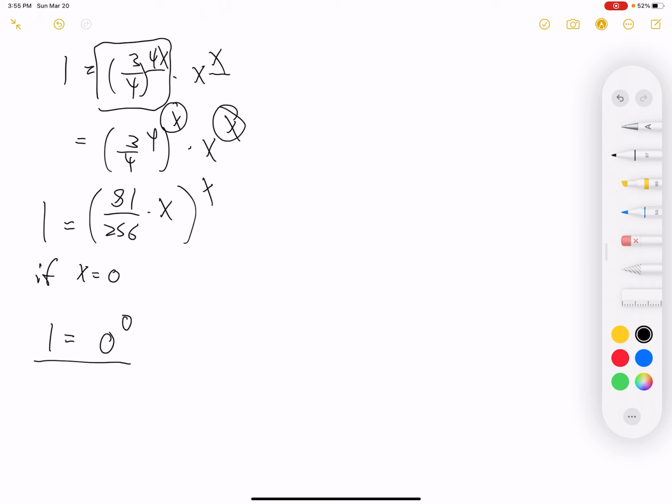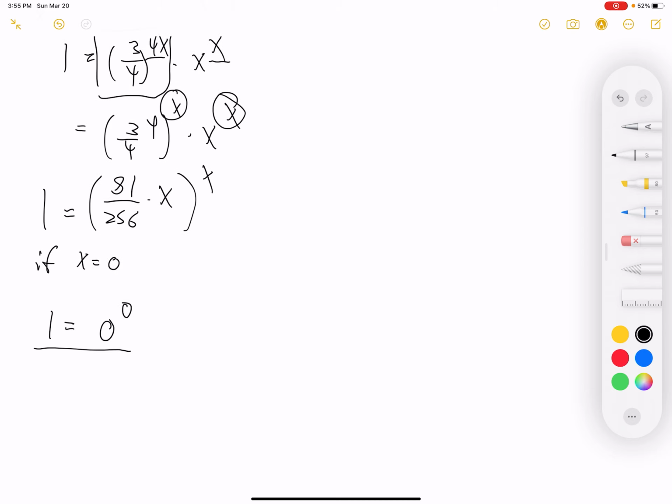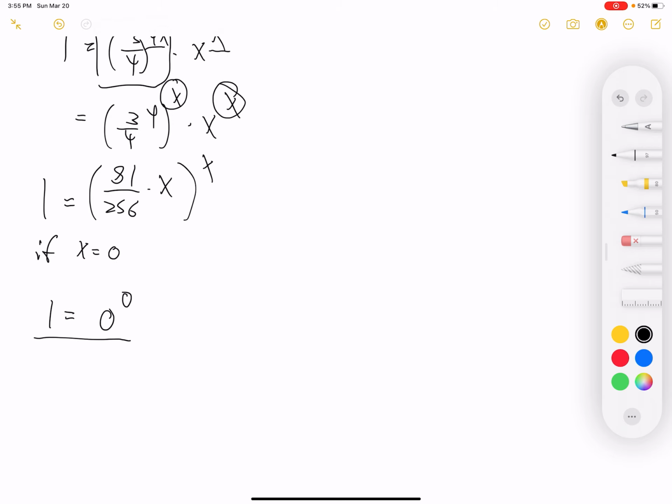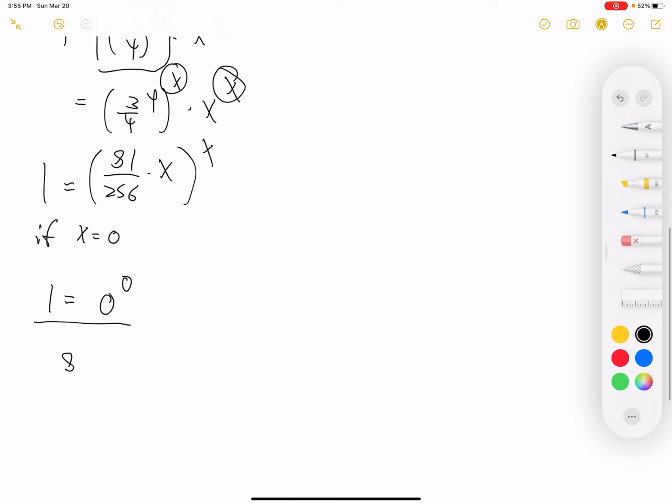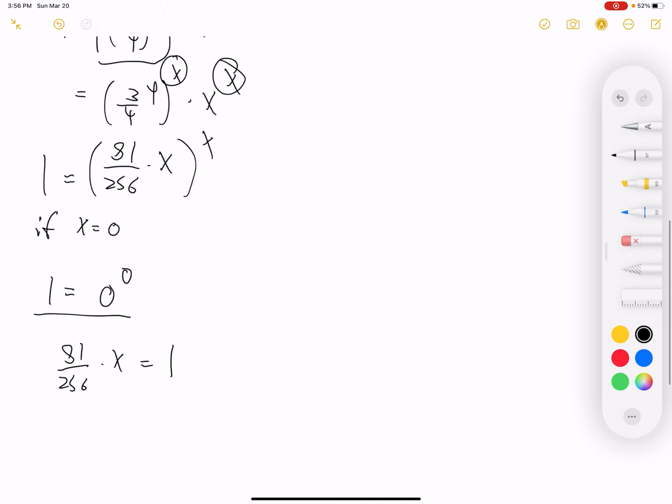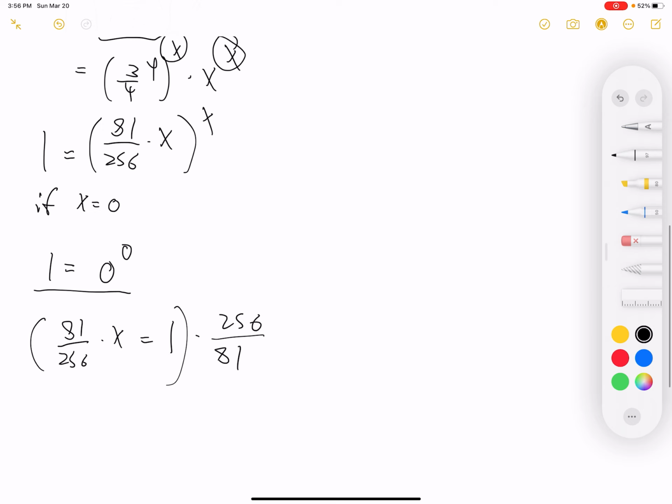So, what this means is that it leaves our other case, which is that our base is equal to 1. So if our base is equal to 1, that means that 81 over 256 multiplied by x equals 1. And simply multiplying both sides by the reciprocal of 81 over 256, we get x equals 256 over 81.